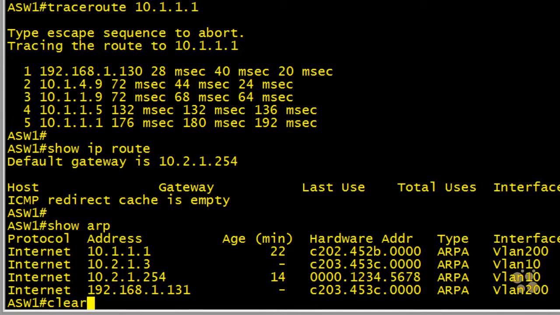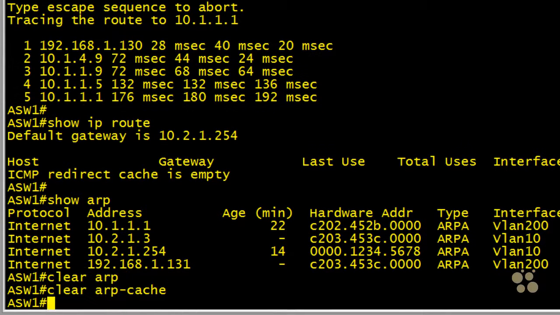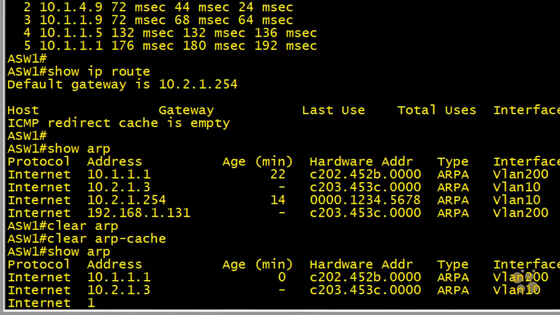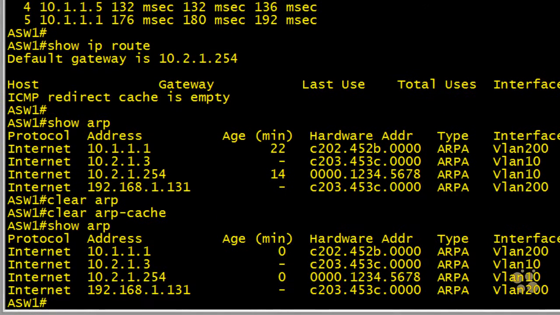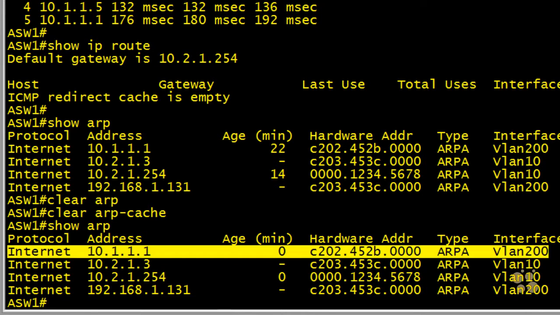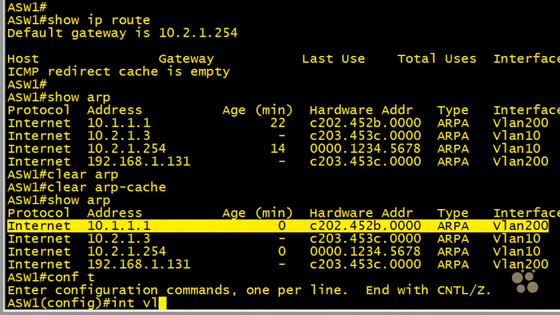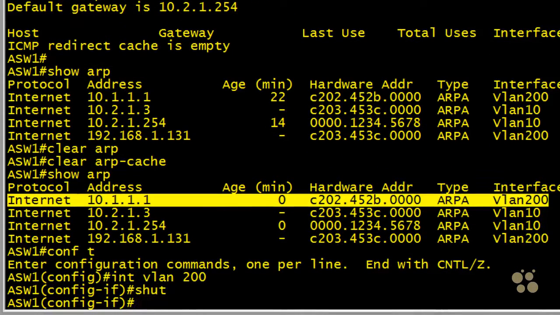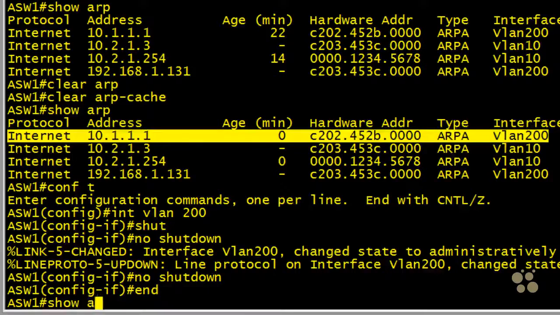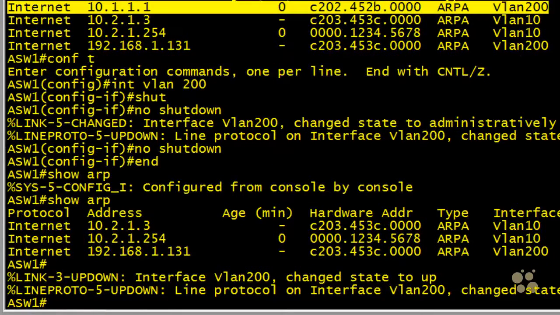Let's do a clear ARP cache on ASW1. Let's do a show ARP. Oh, great. And that just refreshed it for us. Because this is on interface VLAN 200, I'm going to go ahead and just shut down interface VLAN 200 for a moment, bring it back up, and that should get rid of the ARP entry. So we'll go into configuration mode for interface VLAN 200. We'll do a shutdown and no shutdown. We'll do a show ARP, and there we go. So now 10.1.1.1 is no longer in our ARP cache.